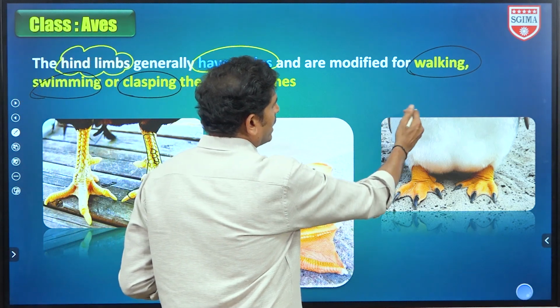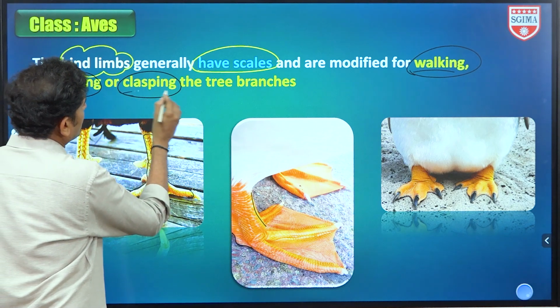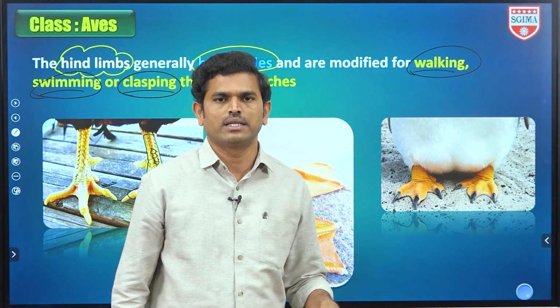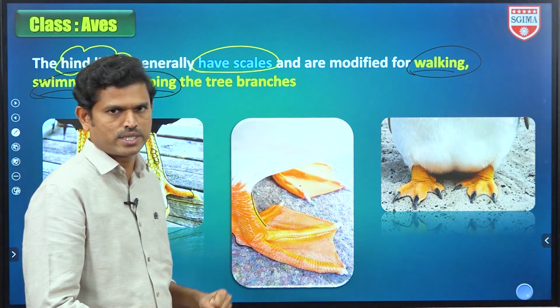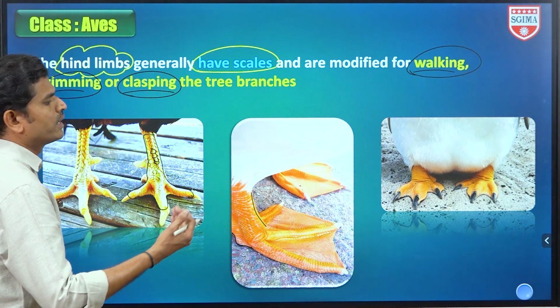Next, hind limbs, the legs, are for walking. Next one is for swimming, and next one for clasping, and a few more also. If you observe that eagle, it captures prey from the water, that is nothing but fishes, easily with the help of these legs only.